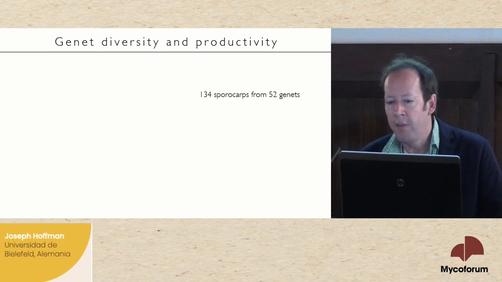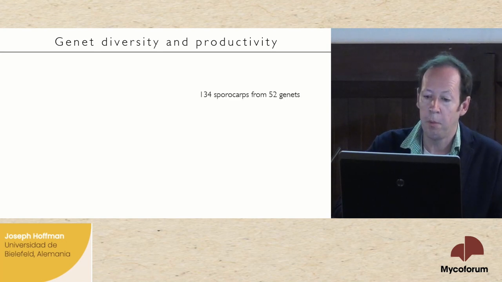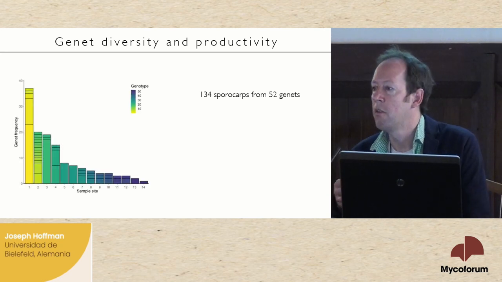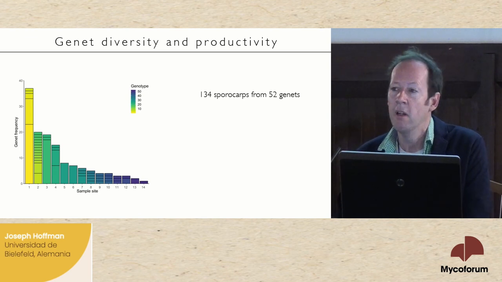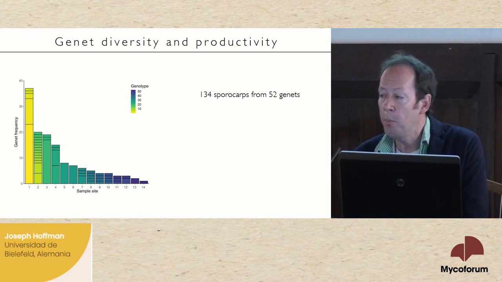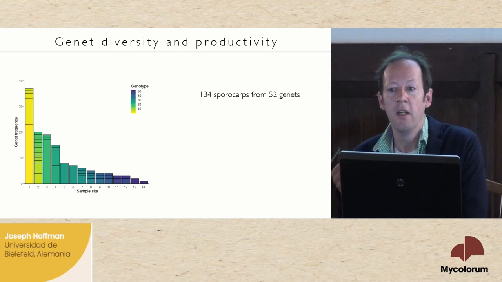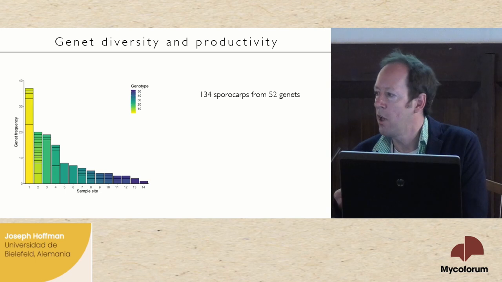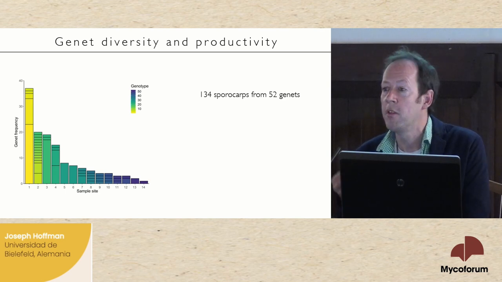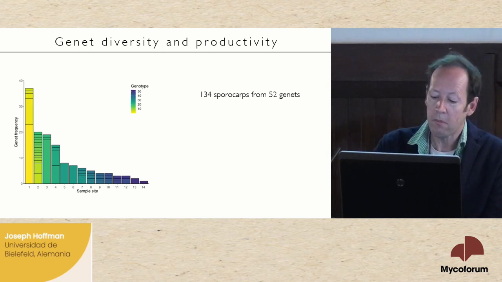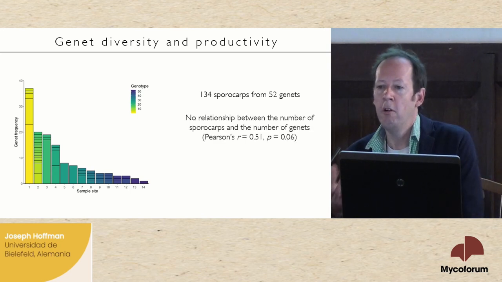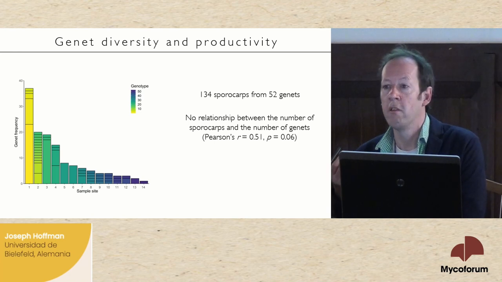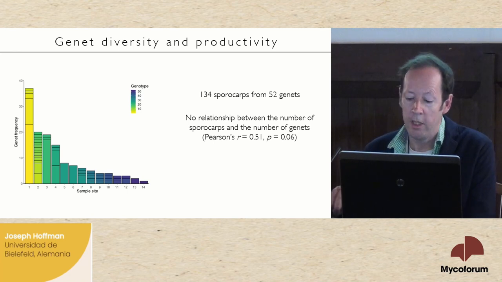So we identified 52 genets out of 134 sporocarps that we sampled. And this figure shows the distribution of genets and sporocarps across the study. So the sample sites are shown on the x-axis in descending order of the number of sporocarps, and then the sporocarps are assigned to genets, which are delimited by these horizontal lines. And we found no relationship between the number of sporocarps and the number of genets. So in other words, more sporocarps doesn't necessarily mean more genets.